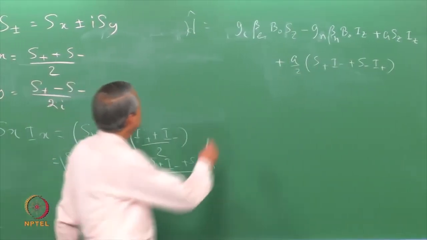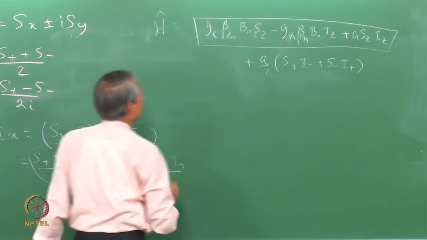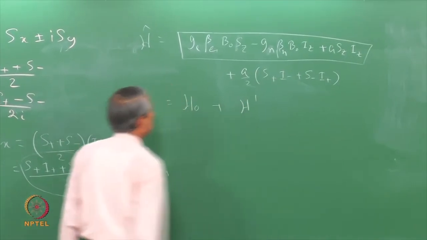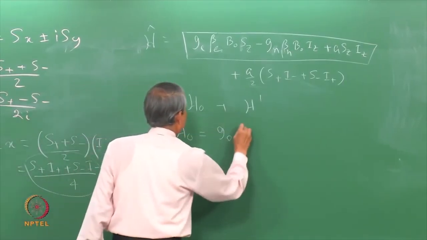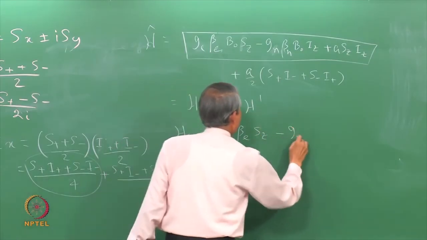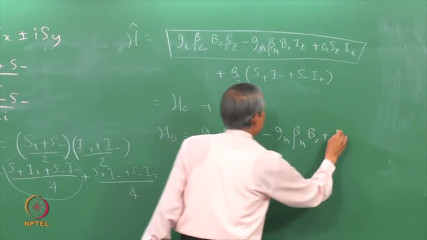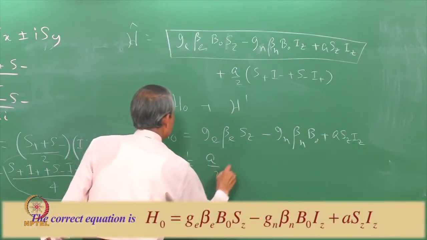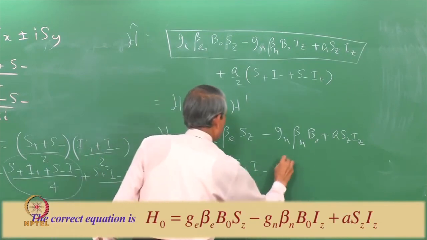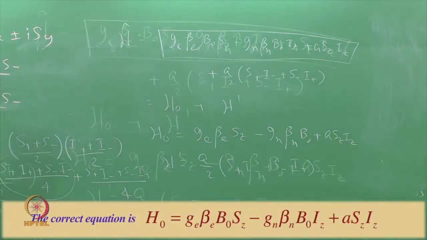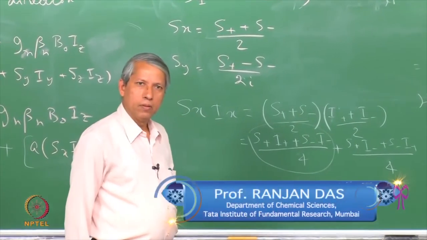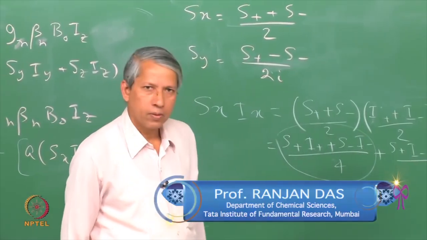So, what we do now is that we treat this as the unperturbed Hamiltonian or main Hamiltonian plus this is the perturbation. So, our H0 is equal to this, the main Hamiltonian, and the perturbation Hamiltonian is A by 2 (S plus I minus plus S minus I plus). With this approximation, we will see how the energy levels appear for the hydrogen atom in the next discussion. We stop here now.